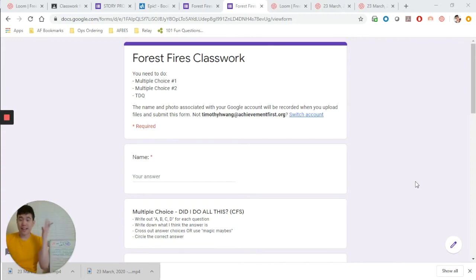So friends, now we're at the point where we're going to start our multiple choice. Hopefully all of your tablets or computers have this form up. You need to look at this form right here. This is what we're going to be working on.